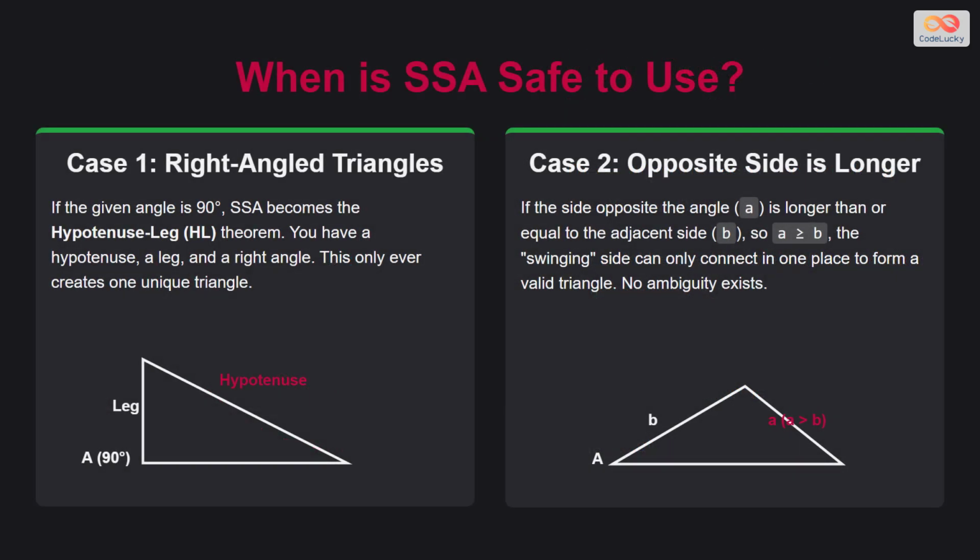There are a couple of special scenarios where SSA is not ambiguous. If the angle is a 90-degree right angle, the rule is known as the Hypotenuse-Leg theorem, and it only ever produces one triangle. Additionally, if the side opposite the angle is longer than the other known side, it can only connect in one possible spot, so there is no ambiguity.